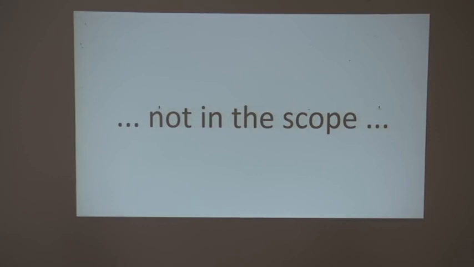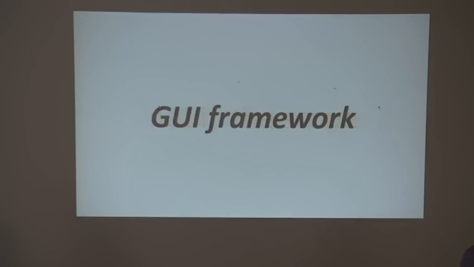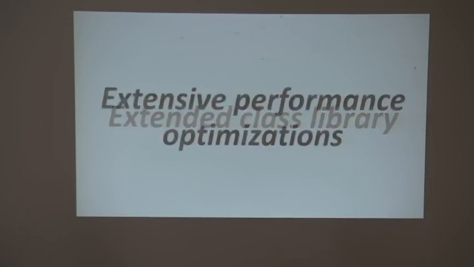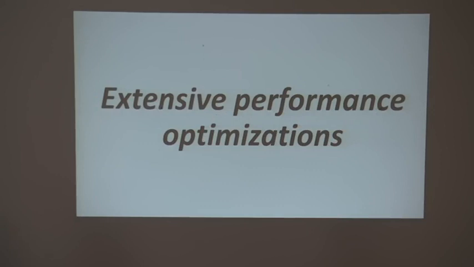One very important thing to figure out is what's not in the scope. This is also very important. In this case, in version 1 at least, it's not to have a GUI framework, it's not to have an extended class library, and it's not to have extensive performance optimizations. You can always do this later. You have to have it running stably.